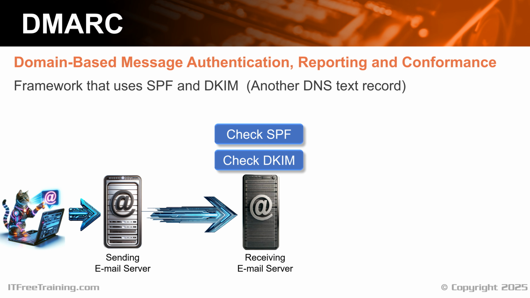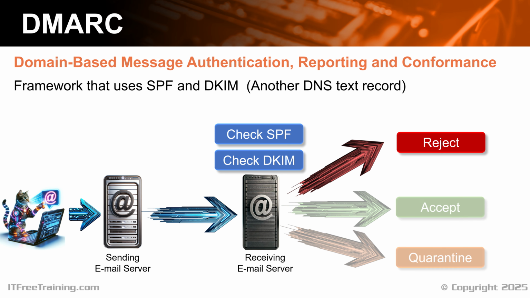DMARC provides a framework that uses SPF and DKIM, essentially configured using another DNS text record. DMARC configures what should happen with SPF and DKIM. For example, should the email be rejected, accepted, or quarantined? Configuration can be done based on SPF passing or failing. It can also be done based on DKIM passing or failing. Or you could do a combination of both.